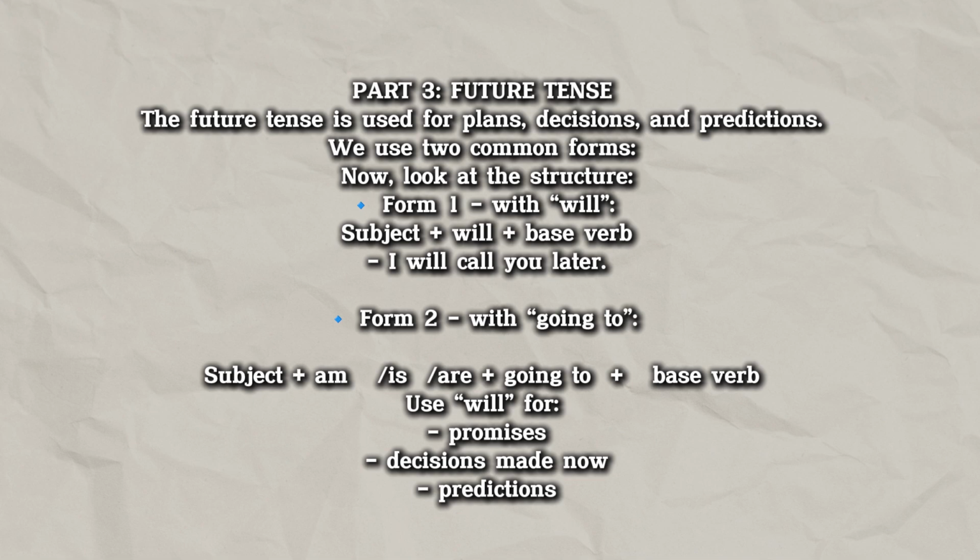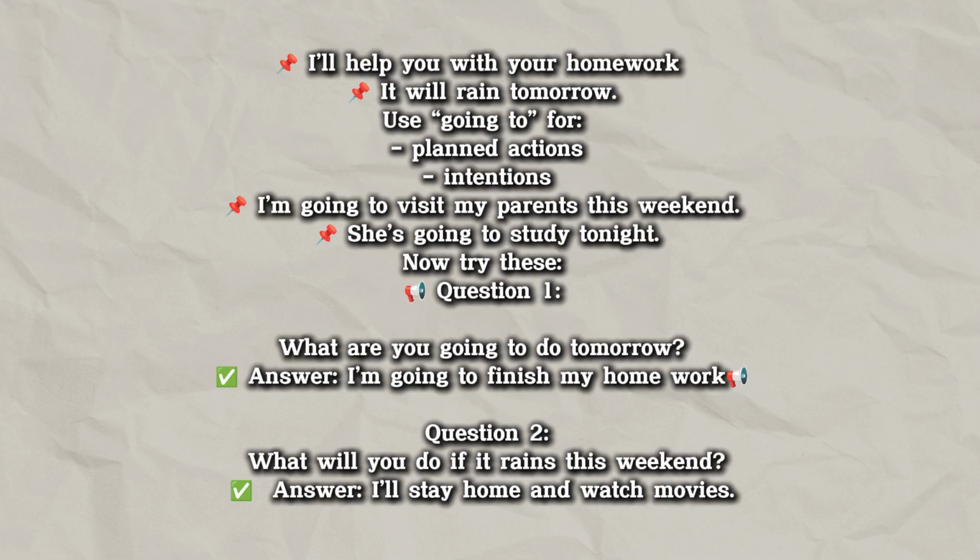Form 2 with going to. Subject plus am, is, are plus going to plus base verb. Use will for promises, decisions made now, predictions. I'll help you with your homework. It will rain tomorrow. Use going to for planned actions, intentions. I'm going to visit my parents this weekend. She's going to study tonight.